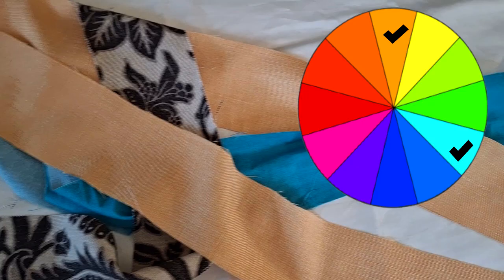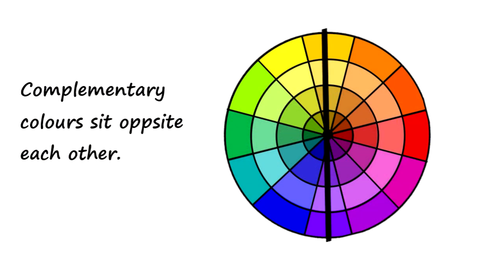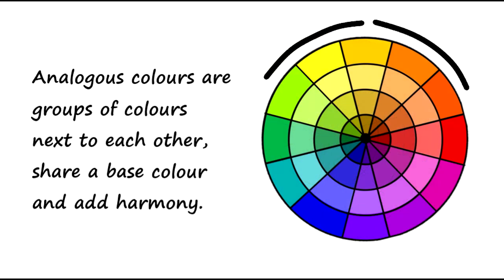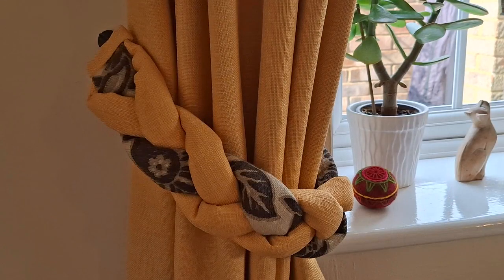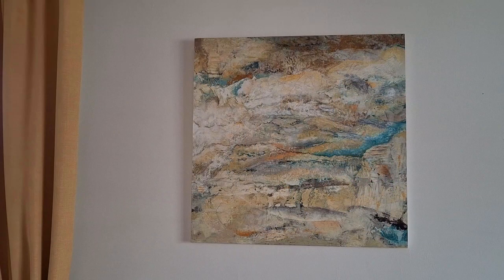Hello, in this tutorial I'm going to talk a little bit about colour contrasts that can complement vibrantly as opposites on a colour wheel or harmonise more gently as neighbouring colours. I'm doing this using some curtains and plaited tiebacks I made, taking inspiration from artworks in a room.